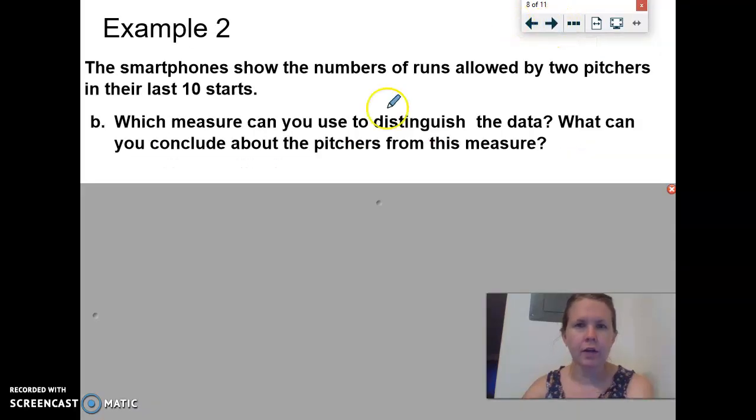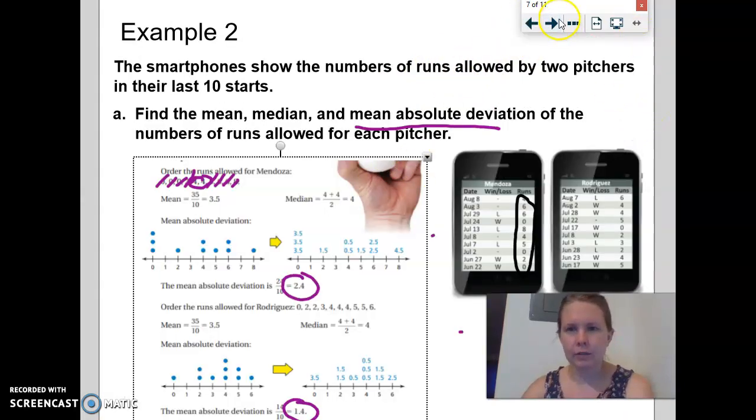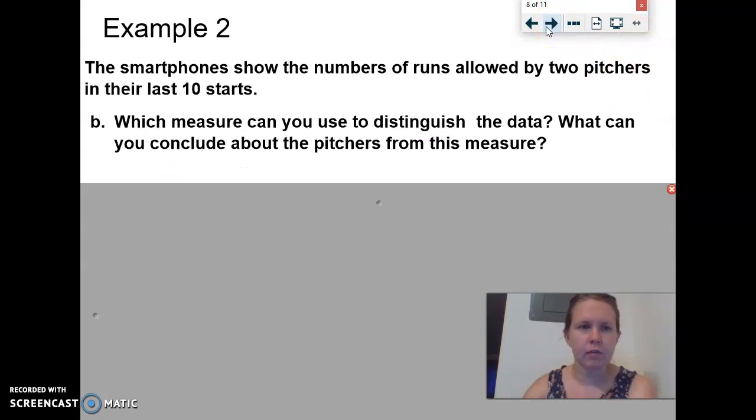So there is another part 2 to this. I just put it on the next slide over because there's a lot to do. This is the same kind of question. This is the smartphones. We're talking about Mendoza and Rodriguez still. But part B is, which measures can you use to distinguish the data? What can you conclude about the players from the measures?